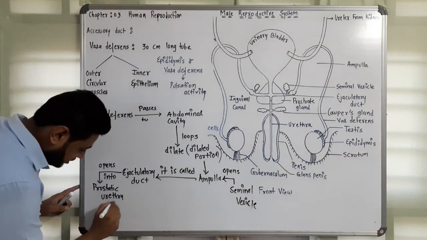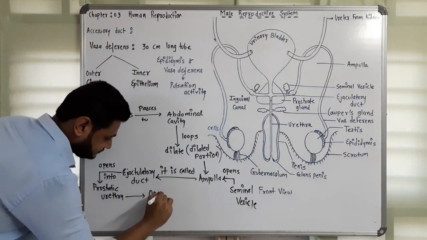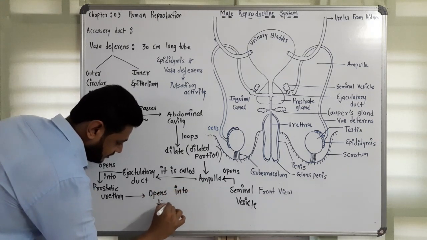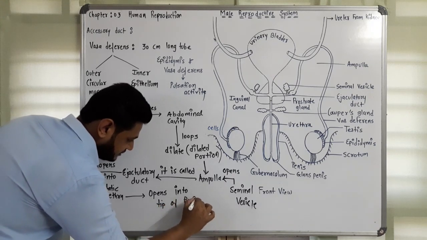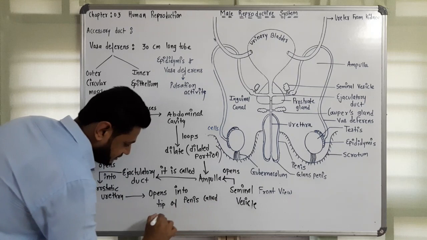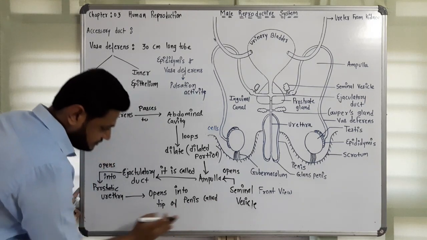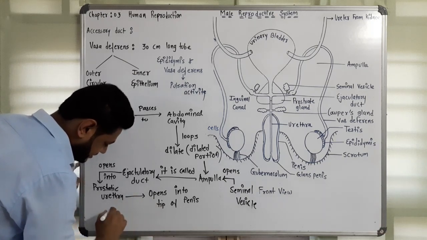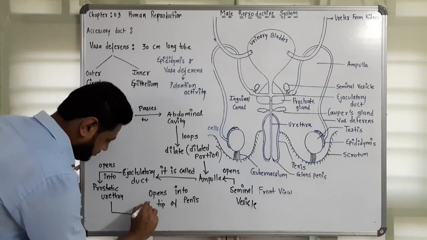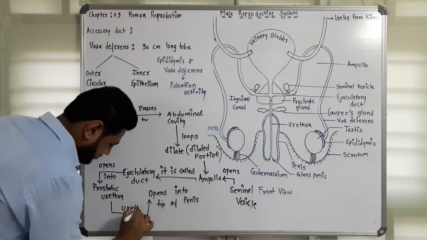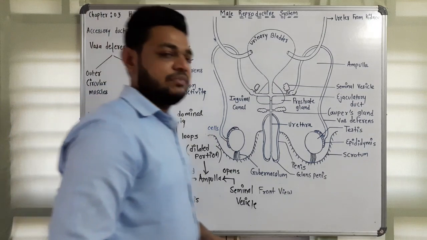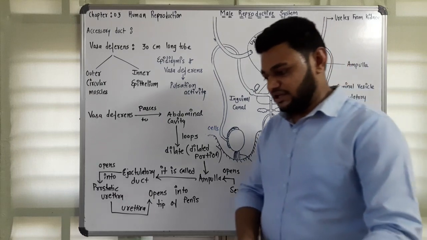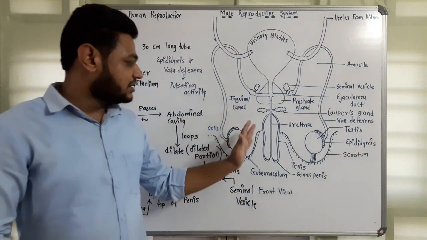But this prostatic urethra opens into the tip of the penis. Now see, this is actually the prostatic urethra that is extending into the urethra, and the urethra opens at the tip of the penis. So are you clear with this? Now we will discuss certain accessory organs as well as the structure of the penis.